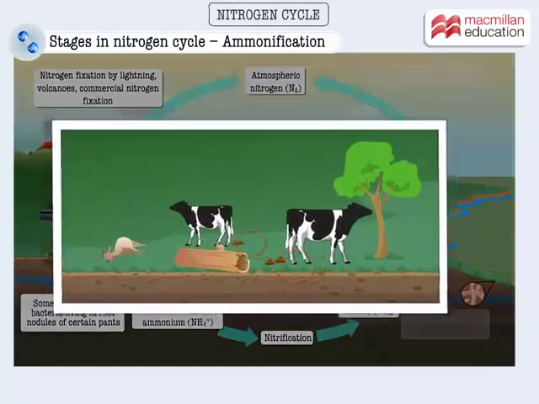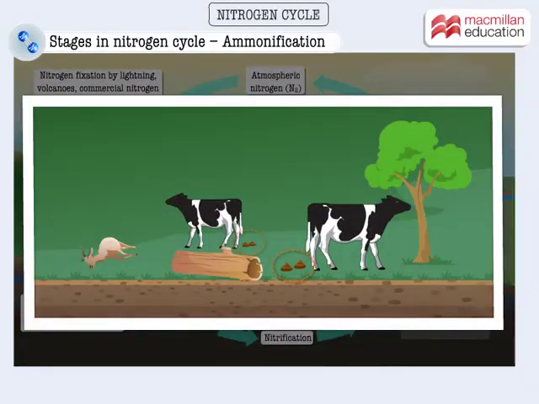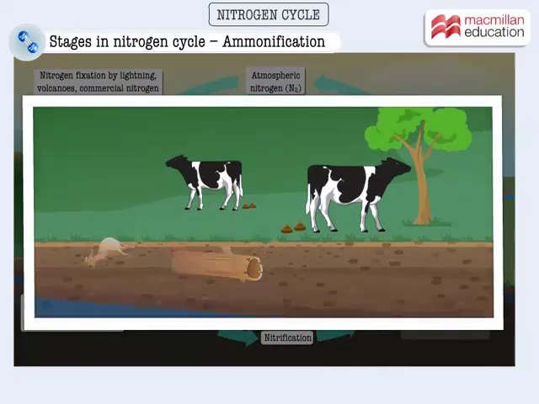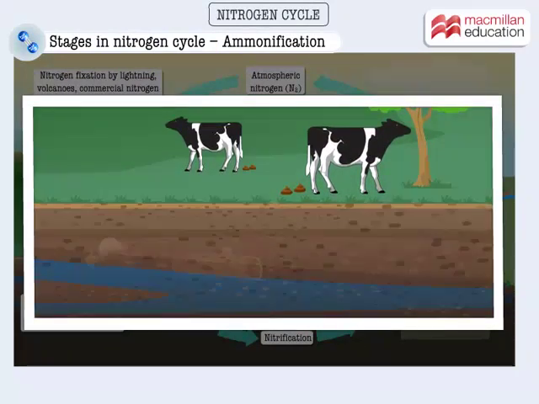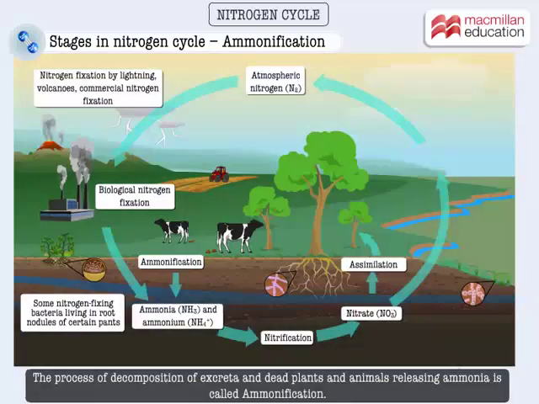The excreta of animals, as well as dead plants and animals, are decomposed by certain microorganisms present in the soil. This decomposition produces ammonia, which is then available for other biological processes. This process once again puts back nitrates into the soil.